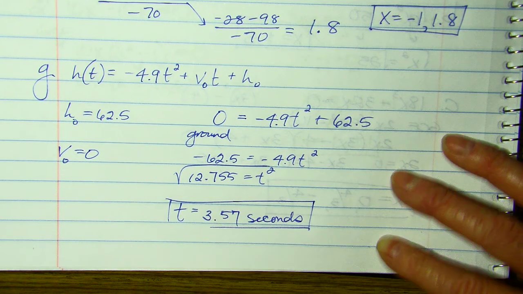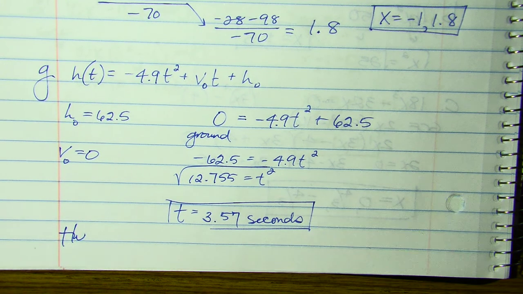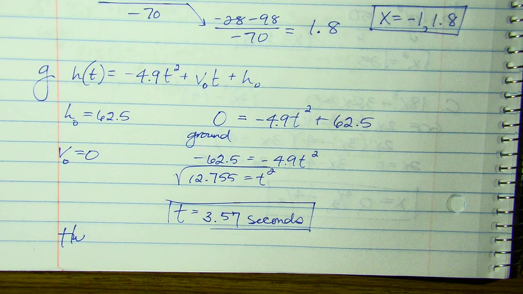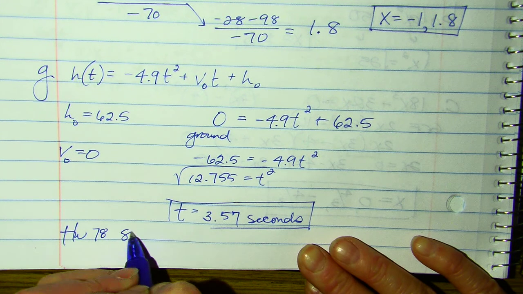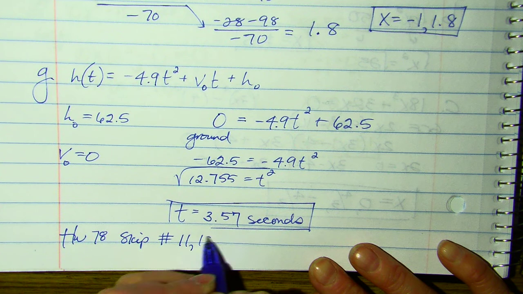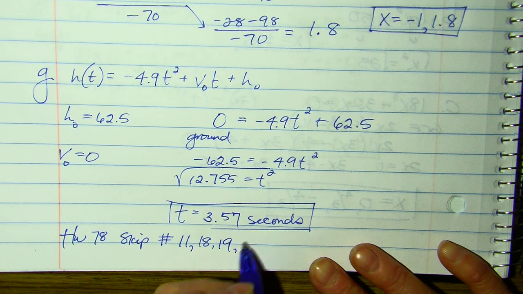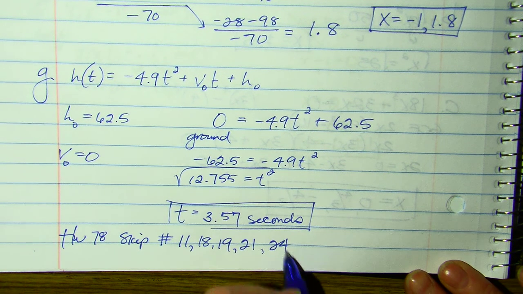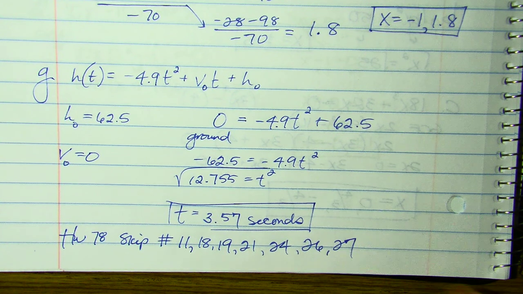For homework, we're going to skip numbers. I want to put this in order: 11, 18, 19, 21, 24, 26, and 27. Thank you.